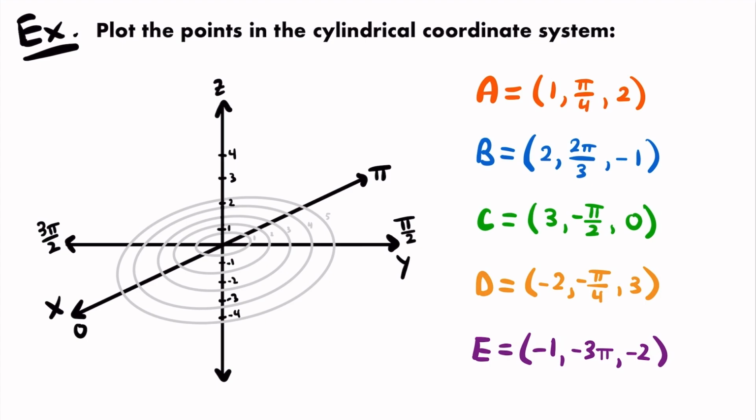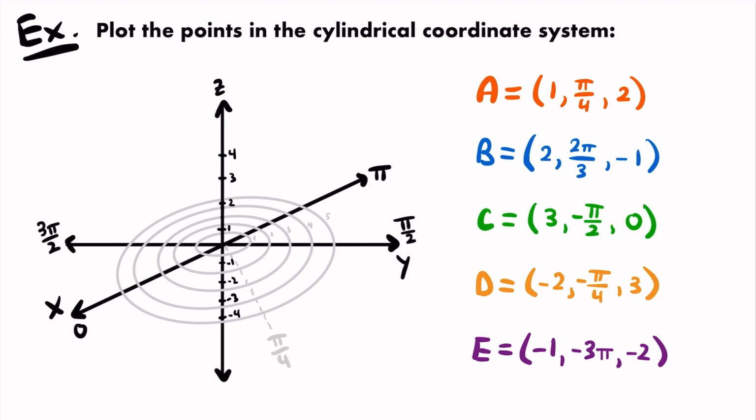So let's start by just plotting our point as if it was a polar coordinate. All right, let's forget about the z component for now. Just look at the radius and the angle. I'll start with the angle. We have an angle of pi divided by 4. That is halfway between an angle of 0 and pi divided by 2. So I'll say that that is this angle right here. We'll say that that is pi divided by 4.